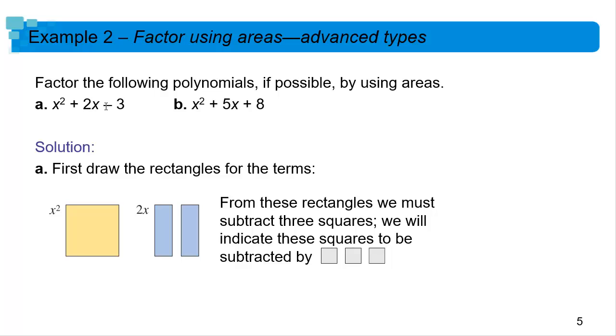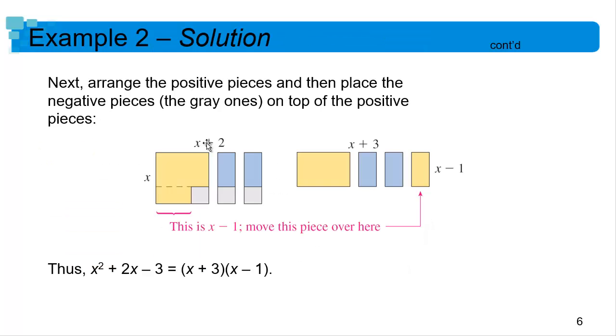Here's our first example. X squared plus 2x minus 3. Here's x squared, here's 2x. Here's the 3 that we have to take away from it. So if we line our pieces up here and then take these 3 pieces away, and then take this little piece and move it over here, we can see that all of these pieces have the same height as x minus 1, right? Because these used to all be a height of x, and now they're x minus 1. And then the total distance across, this was x plus 2, and then we added that third, so x plus 3, and x times x minus 1, sorry. And that's how we would factor that one.